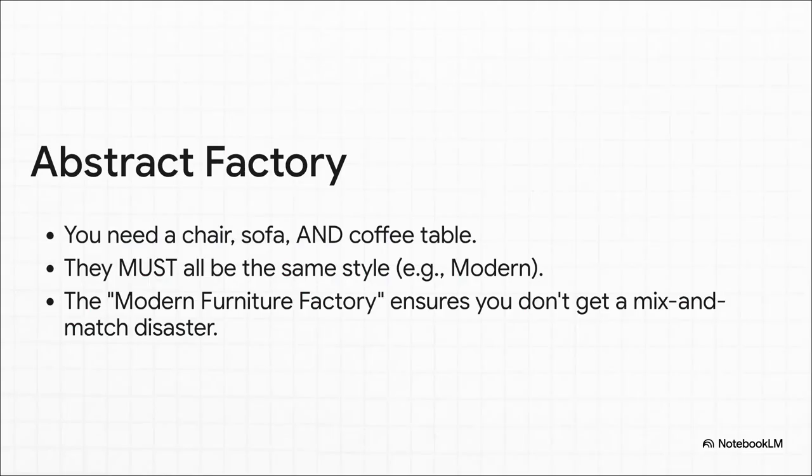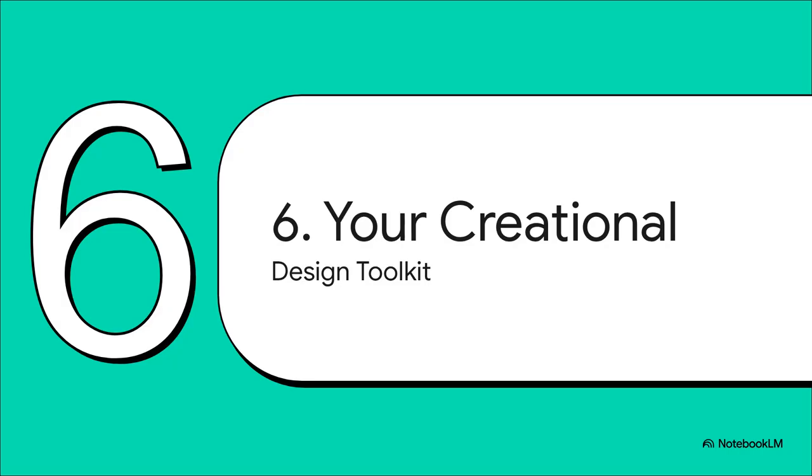The furniture shop analogy is perfect here. Think of an abstract factory as a themed furniture store. If you walk into the modern furniture factory, it guarantees that the chair, the sofa, and the coffee table it gives you will all be in the modern style. You won't end up with a crazy mix-and-match disaster. It ensures everything in the family is consistent. And there you have it. We've just assembled an incredibly powerful toolkit for creating objects.